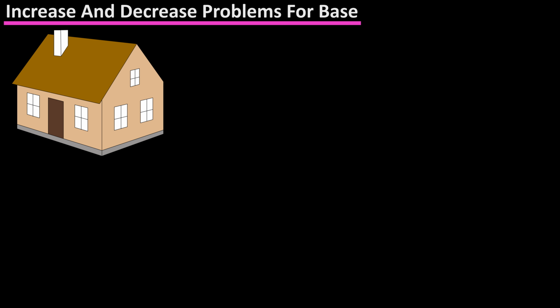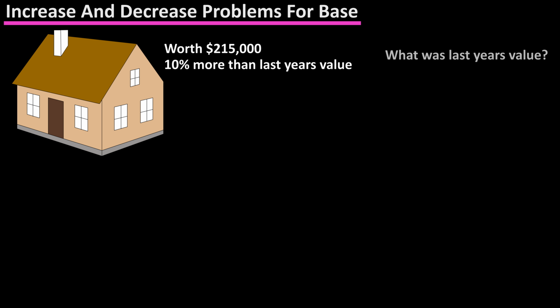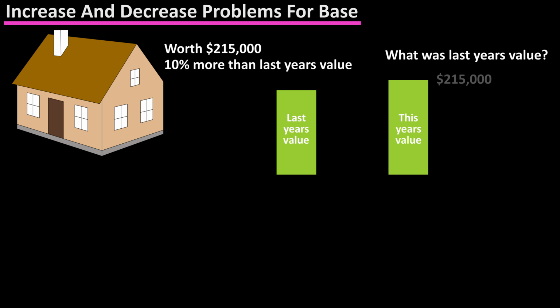Let's say that a particular house is worth $215,000, which is 10% more than last year's value. So what was the value of the home last year? If we look at this visually, this was last year's home value, which was unknown, and this is this year's home value of $215,000. We know that there's a 10% increase in value, which we can mark here. If we set this graph to 100%, then this graph would be 100% plus 10%, or 110%.